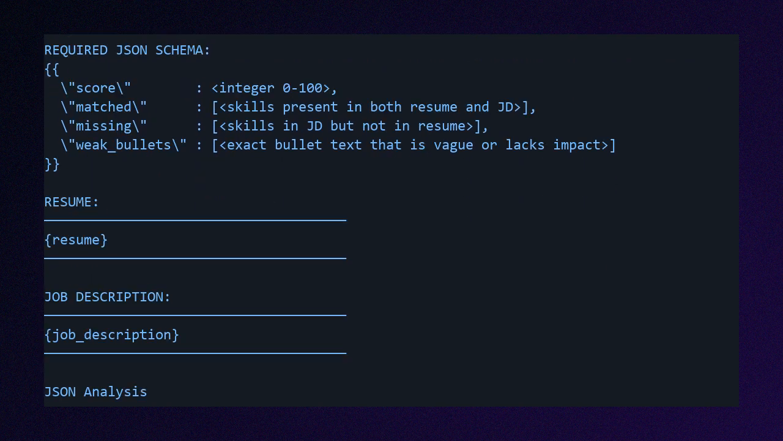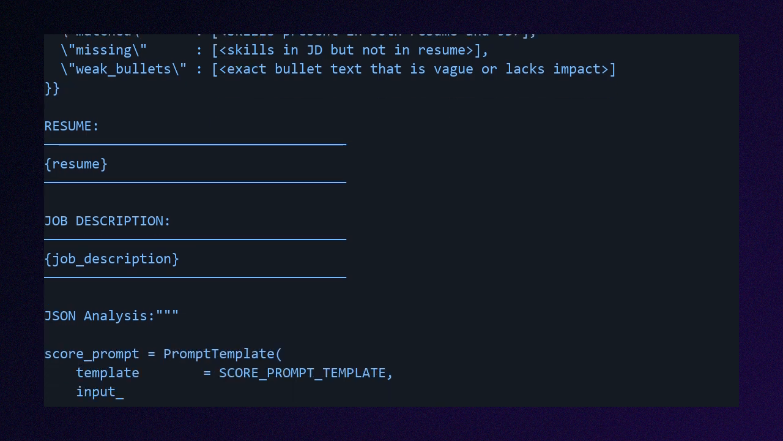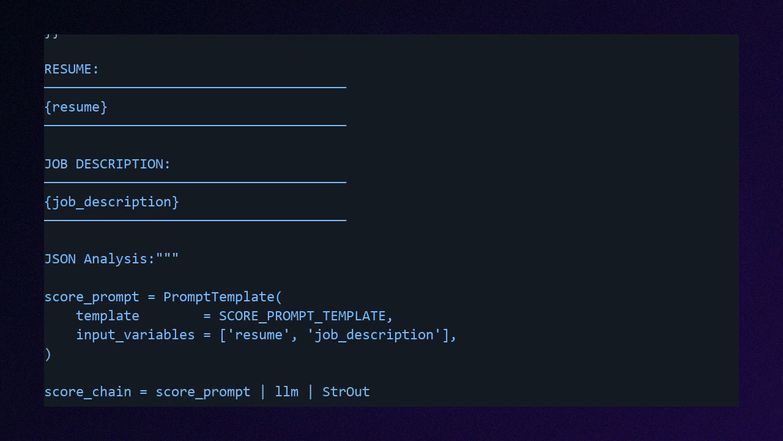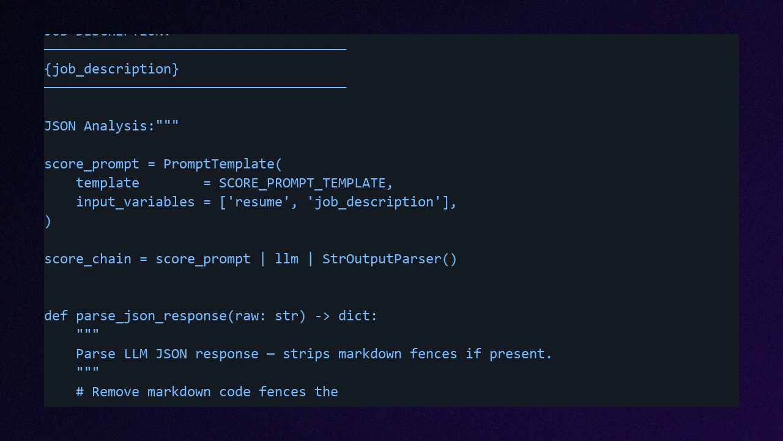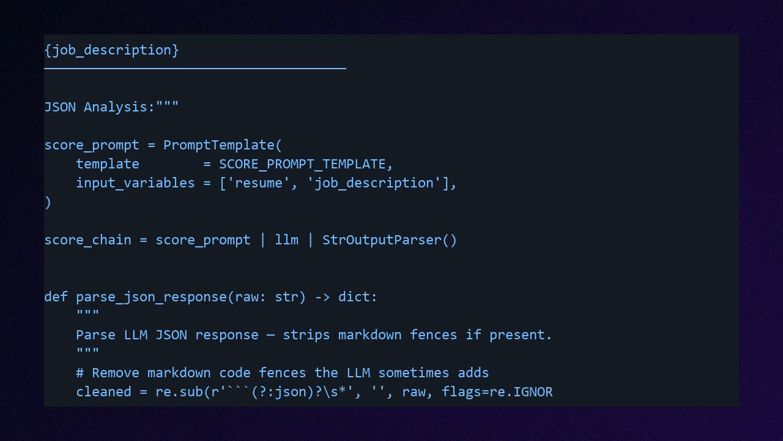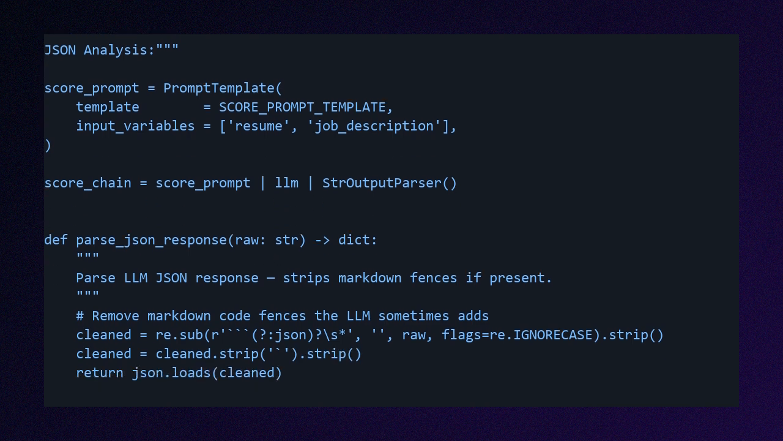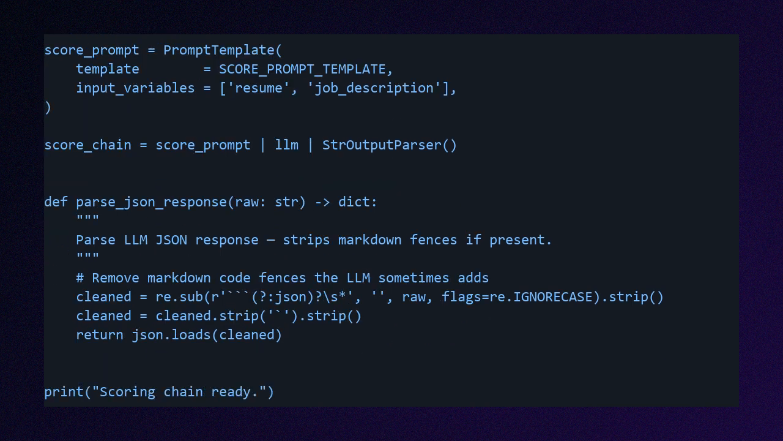The parse JSON response function handles one common LLM output problem. The model sometimes wraps JSON in a markdown code fence. The regex strips that before parsing. Without this, json.loads raises an error and the whole pipeline breaks.